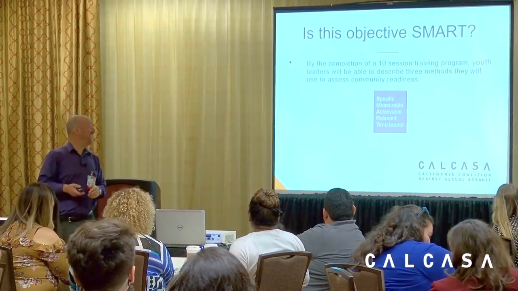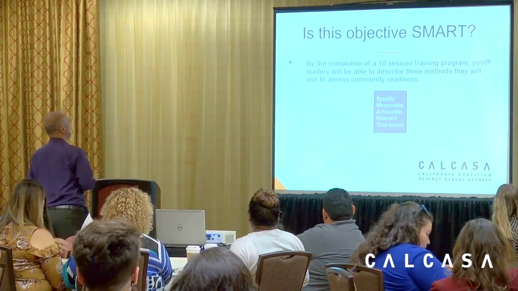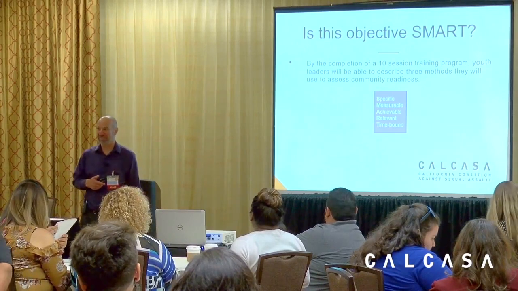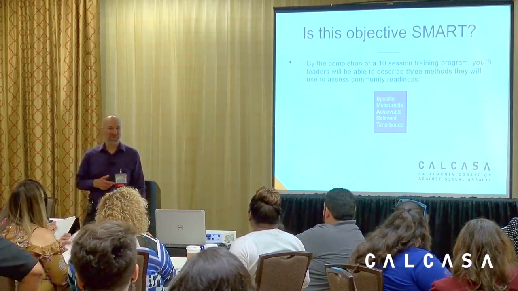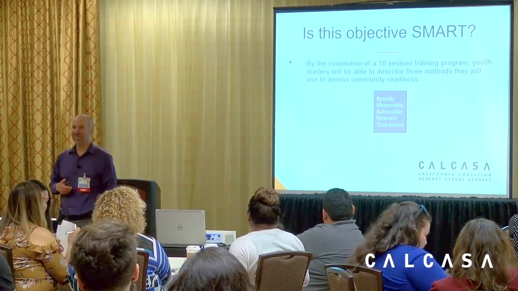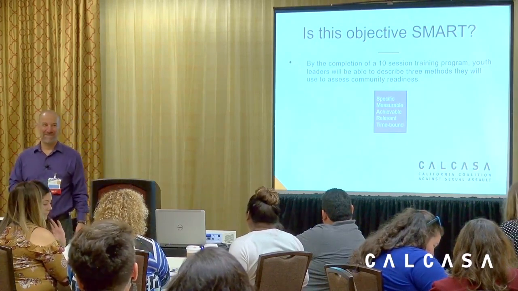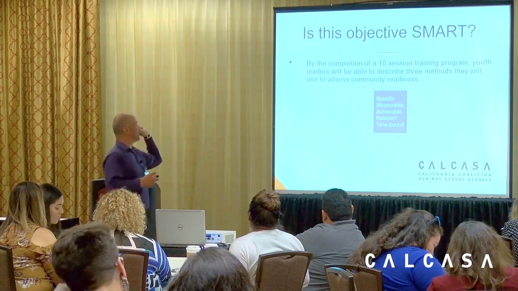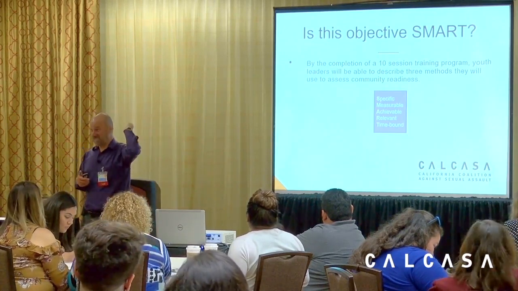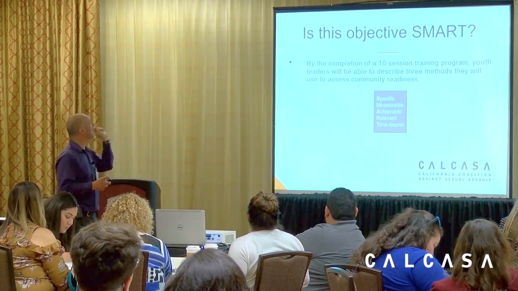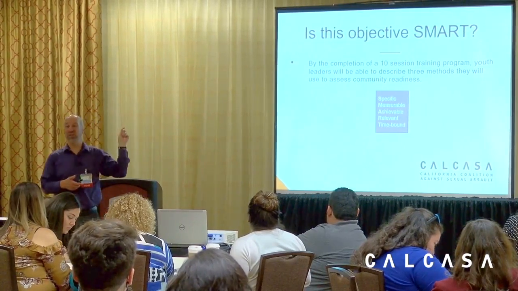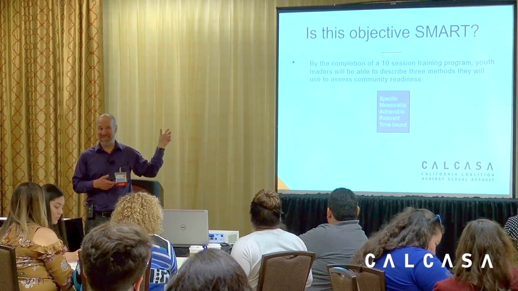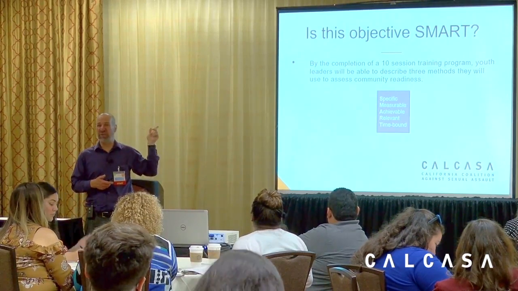By the completion of a 10-session training program, youth leaders will describe 3 methods they will use to assess community readiness. That's SMART. Why is it SMART? So it's specific about what the intervention is: a 10-session program. It's specific about what we're trying to do. We're asking them to describe 3 methods. Describe is a really good verb.